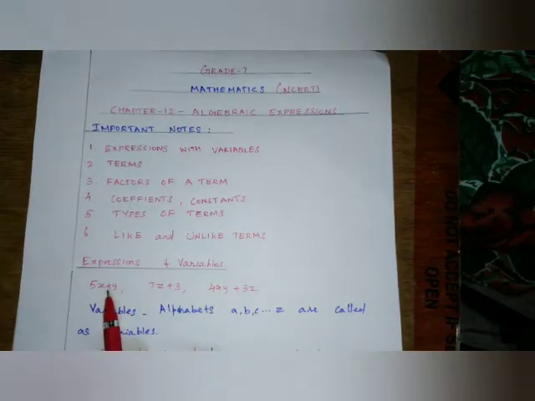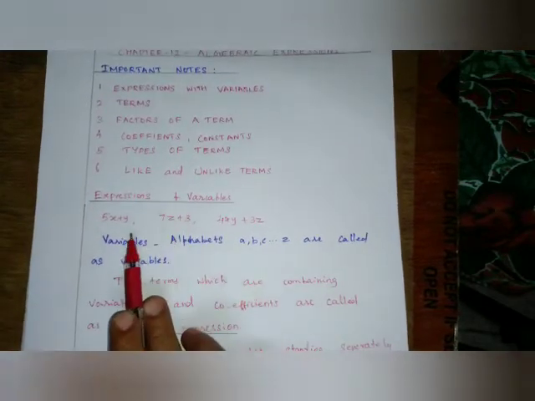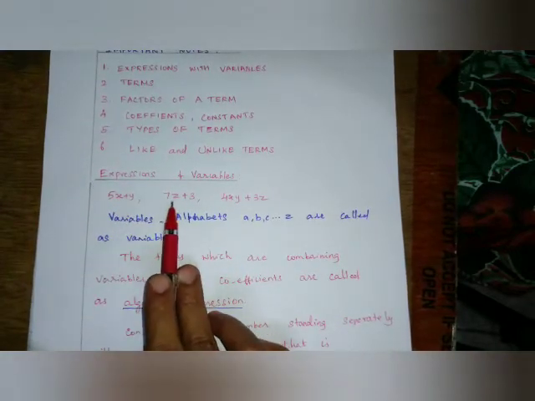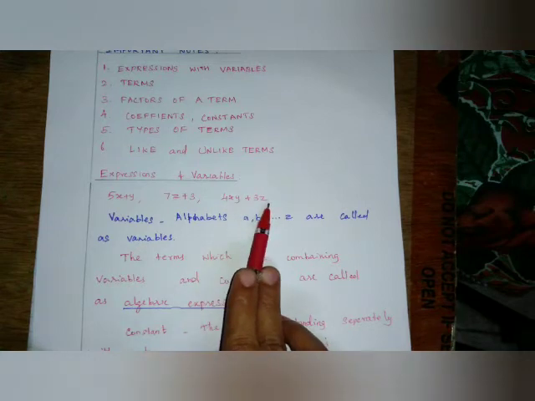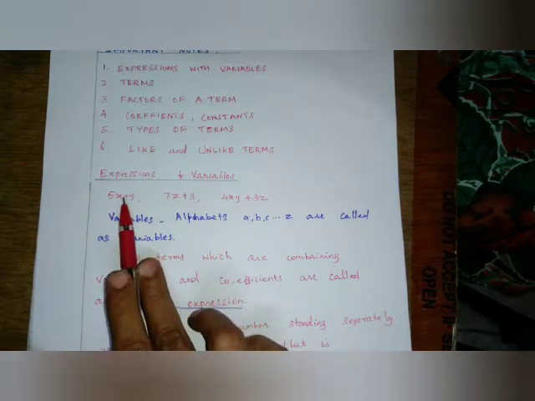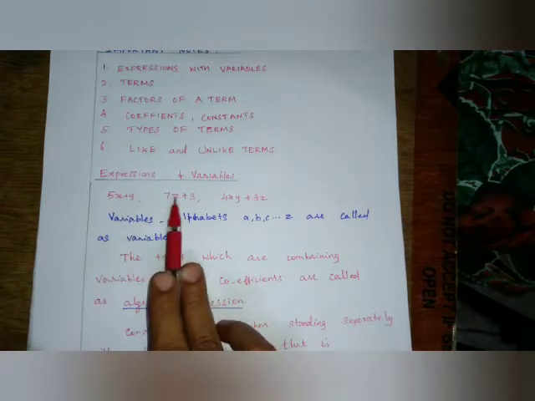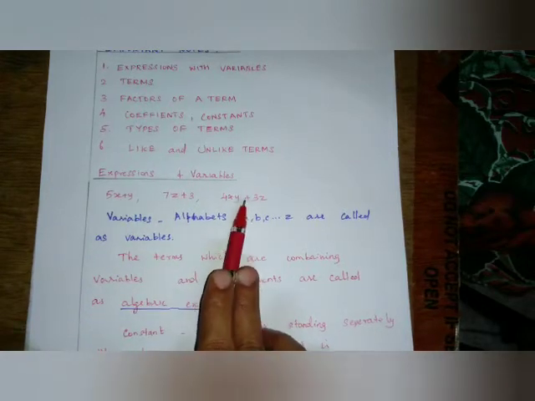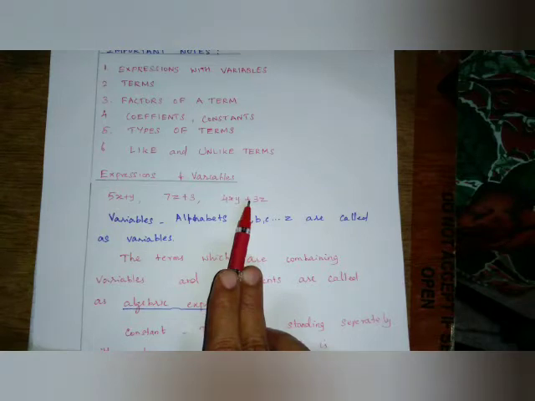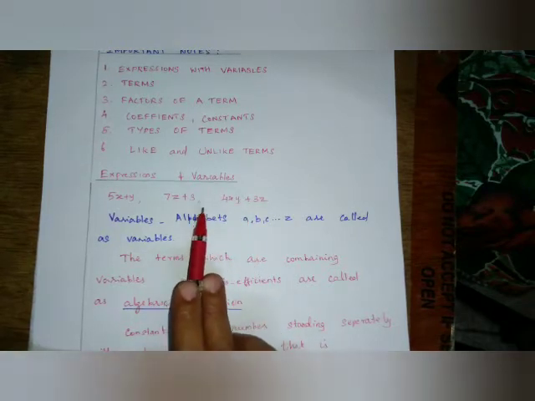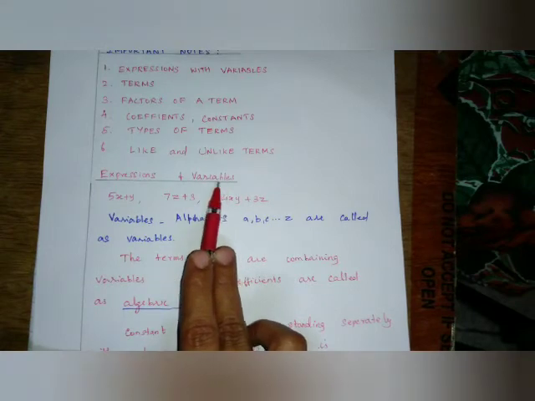Here we are having three terms: 5x plus y, 7z plus 3, 4xy plus 3z. Here we are having the terms 1, 2, 3. Three terms here. First we have to understand what the algebraic expressions are. First in that we have to analyze what the variables are.